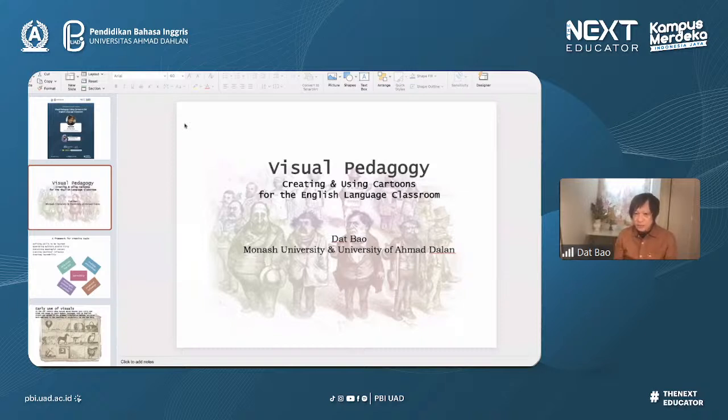Pictures are not easy to create. As teachers, we can steal a picture from a textbook. We can borrow a picture from the internet. We can download anything ready. But to create pictures takes a lot of work.